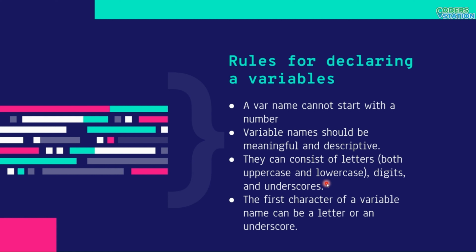So when you are giving the name for a variable, the letters can be either uppercase or lowercase, and they can be followed by digits, and an underscore can even start the name, or it can come in the middle or at the end. The next is, the first character of a variable name can be a letter or an underscore. As we have seen earlier, a variable name can only start with a letter or underscore. So here we are ending the rules for declaring a variable.